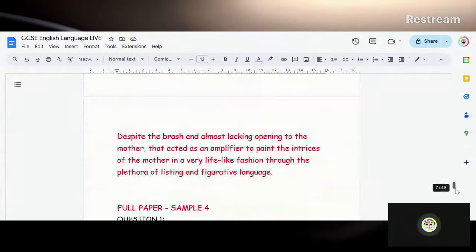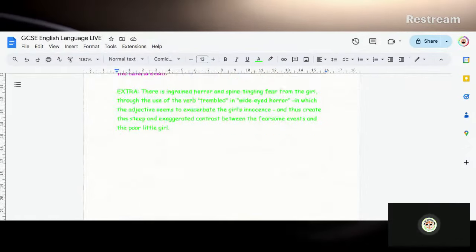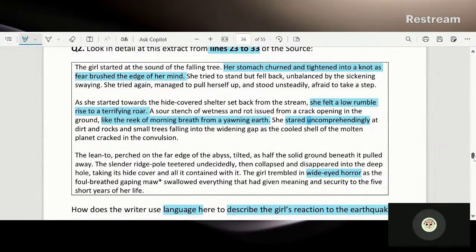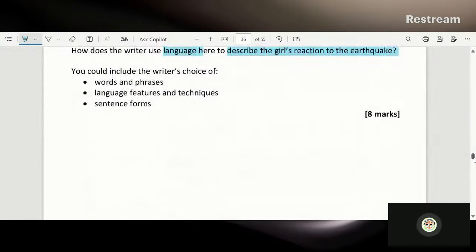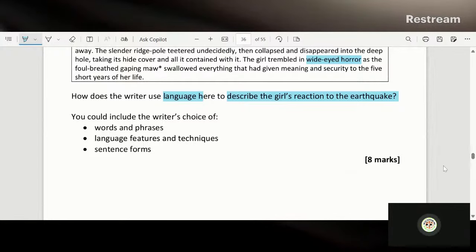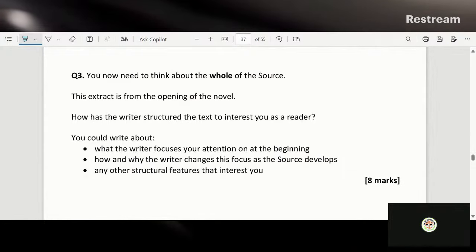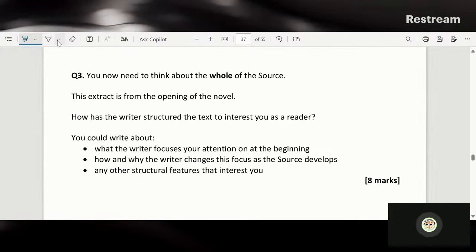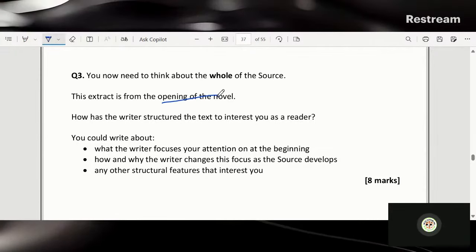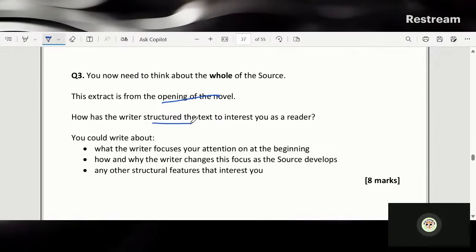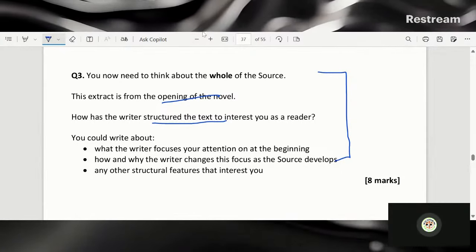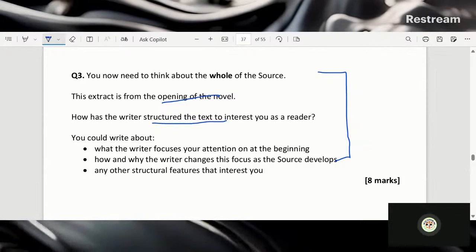I'll make this document available later. So we're now going to go over question 3, which is the structure question that we haven't actually looked at yet. So where is this? You now need to think about the whole source. This extract is from the opening of the novel. How has the writer structured the text to interest you as a reader? This is literally word for word the same question every year, for AQA at least.